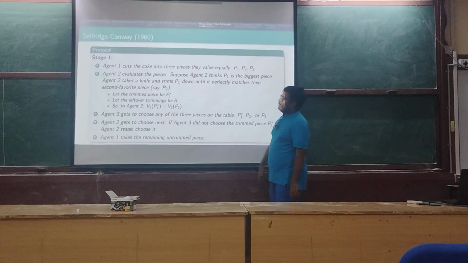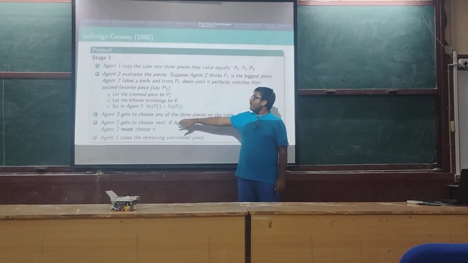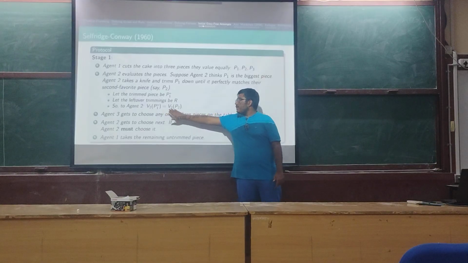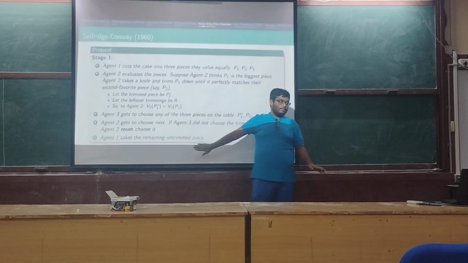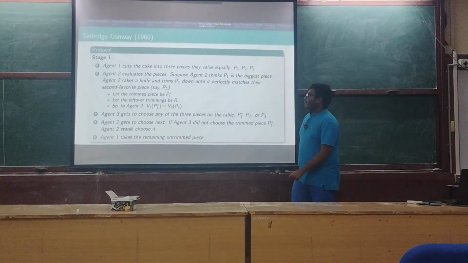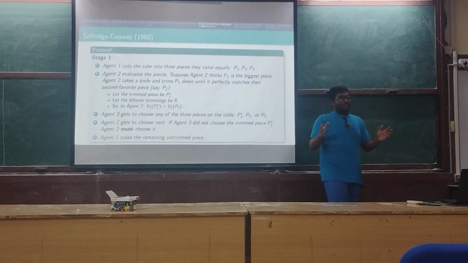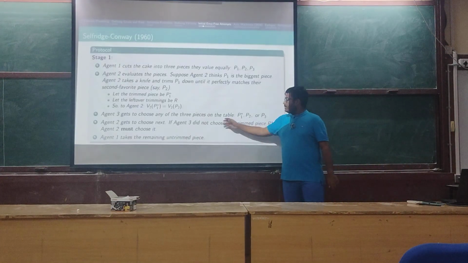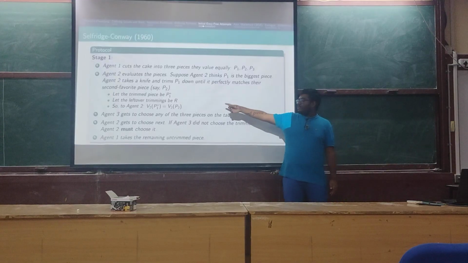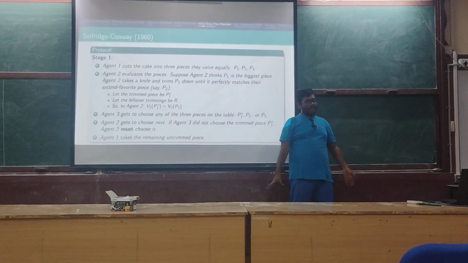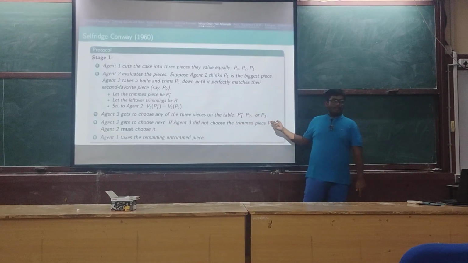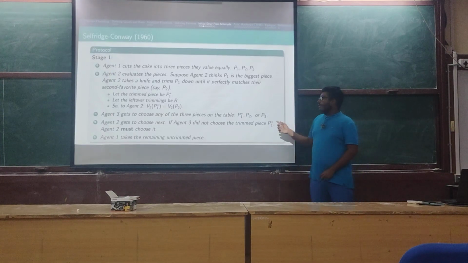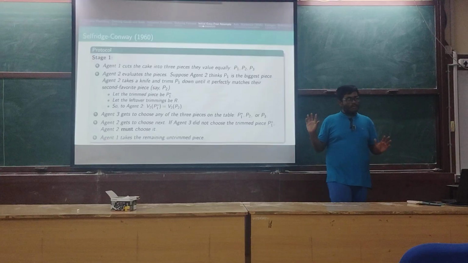So let us define the trimmed piece to be P1 star, leftovers to be R, and to agent 2, P1 star is equal to P2 in value. Okay. Now agent 3 gets to choose. They can choose any of the 3 pieces on the table. They do not get to choose the trimmings, that will be divided later, but they can choose the other 3 pieces: P1 star, P2 and P3.